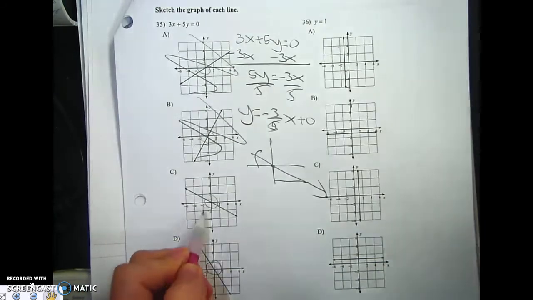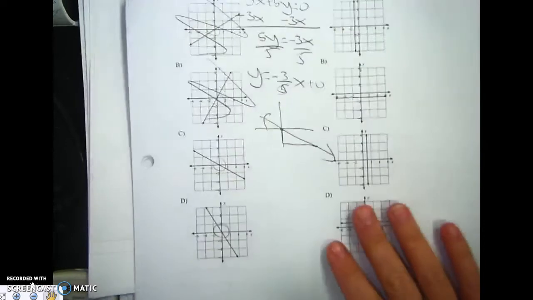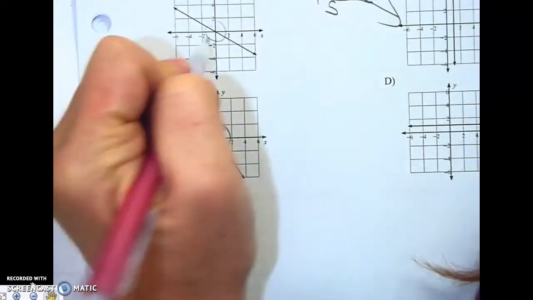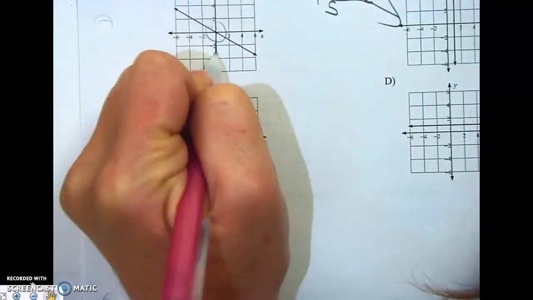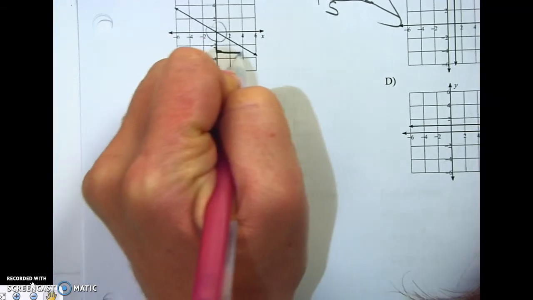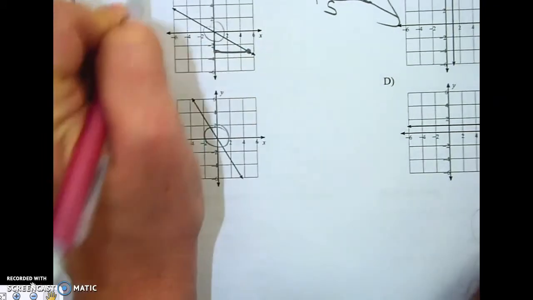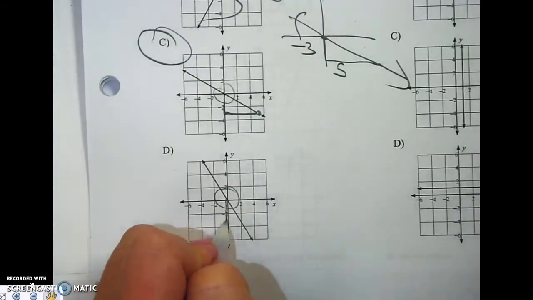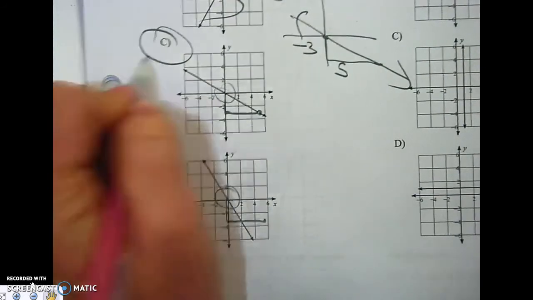Ooh, this is tricky because it's going by 2. So let me zoom that in a little bit. So this is going down 3, right 5. So if I went down 3, that's right there, and right 5 is right there. So it looks like C, but let me double, triple check. Down 3, right 5. Oh yeah, it's C.